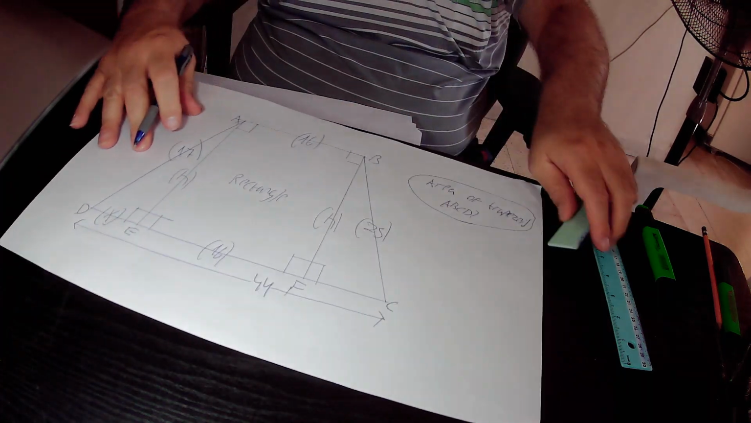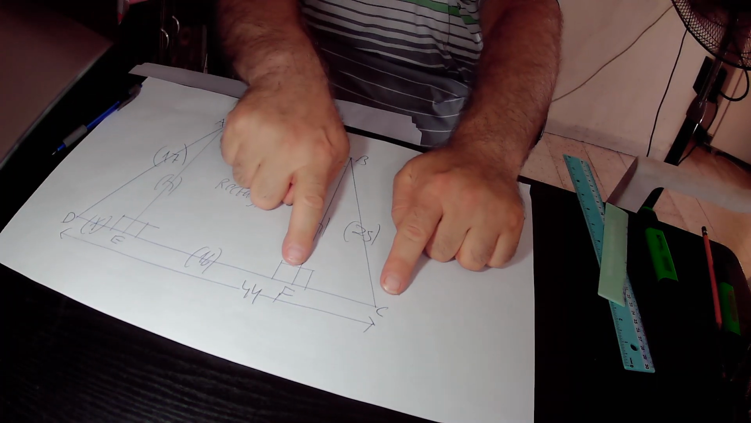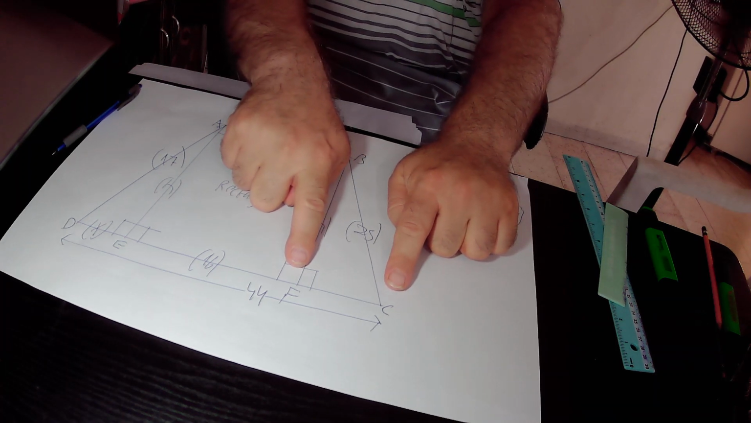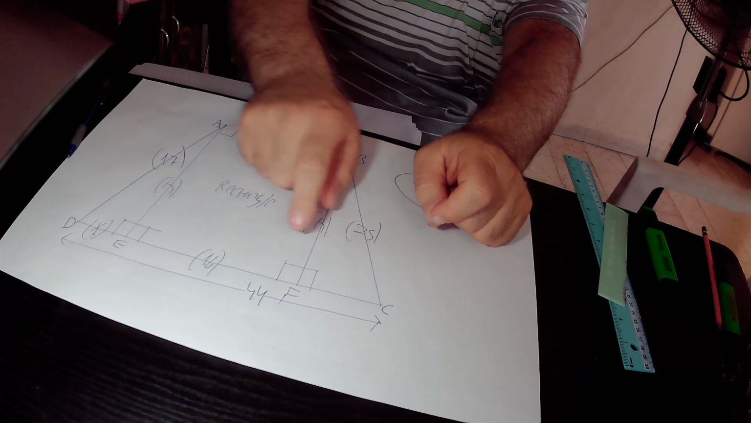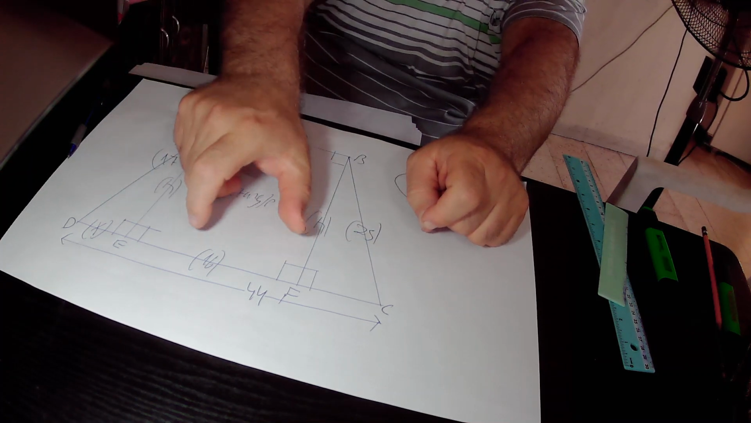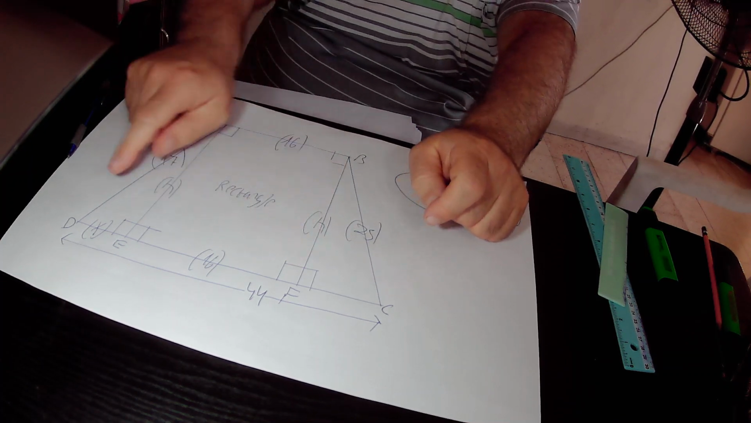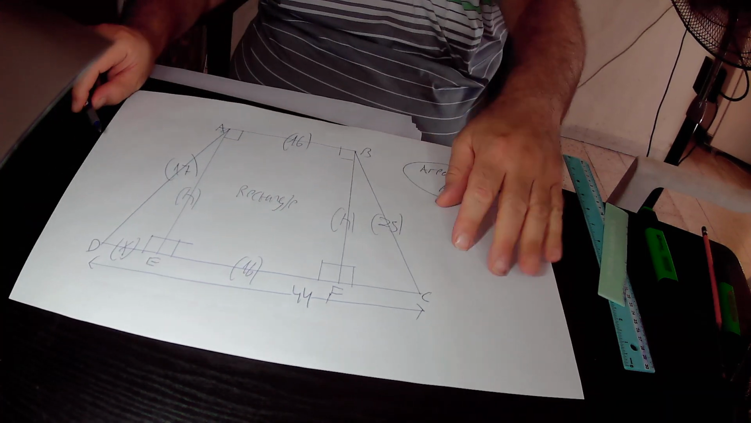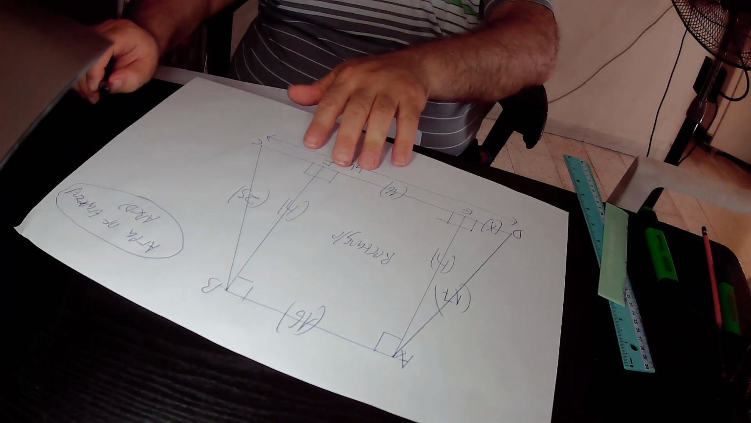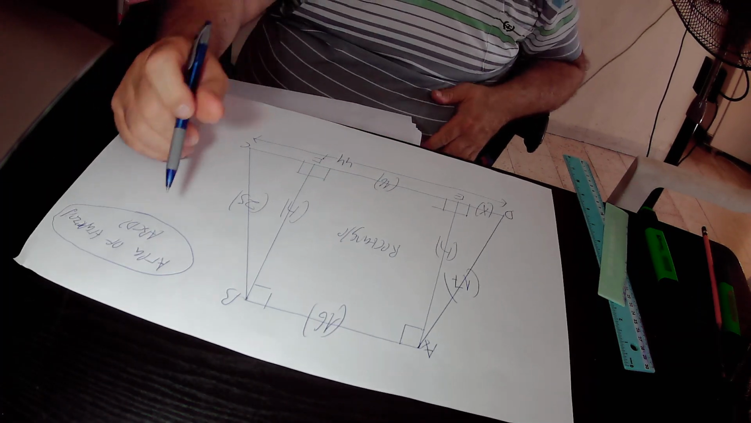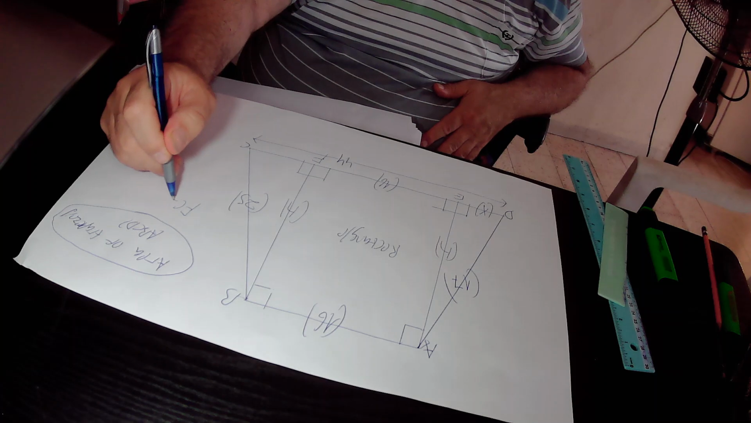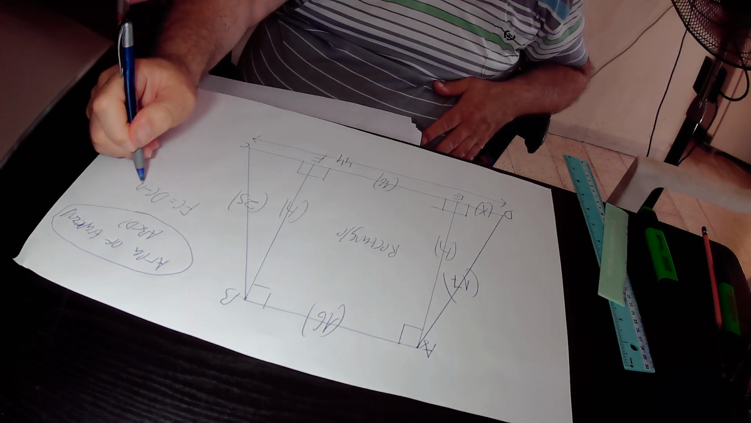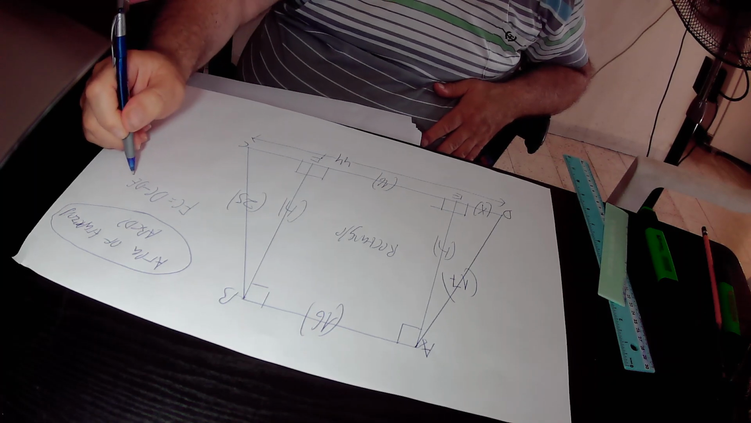What is the length of the missing line segment FC? From the drawing it is very easy to see that FC in total is equal to DC minus DE minus EF. Again, FC equals DC minus DE minus EF. So write it down. FC equals DC minus DE minus EF.